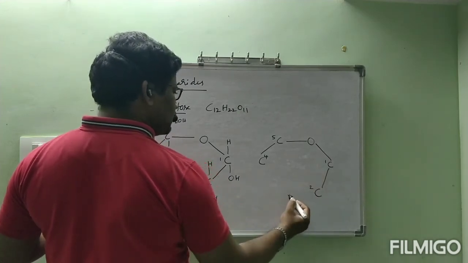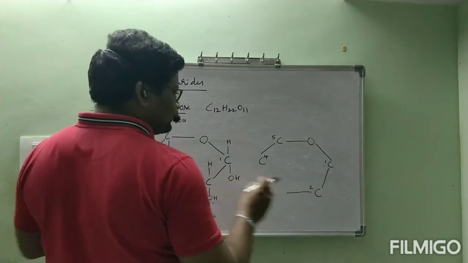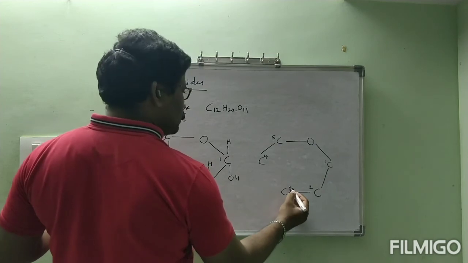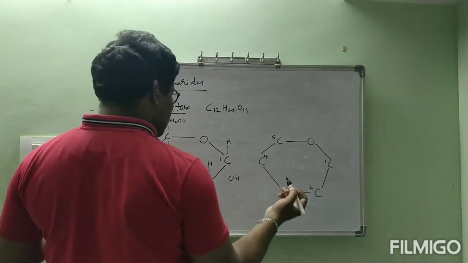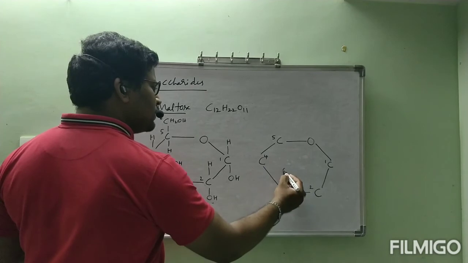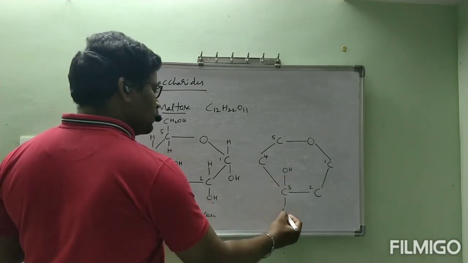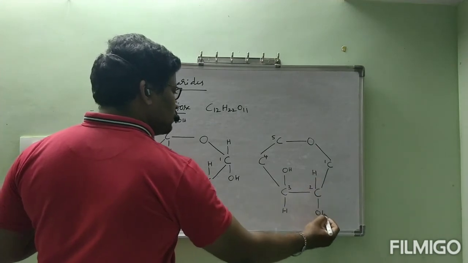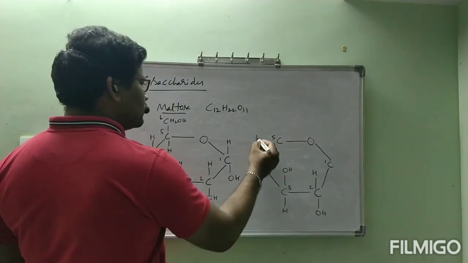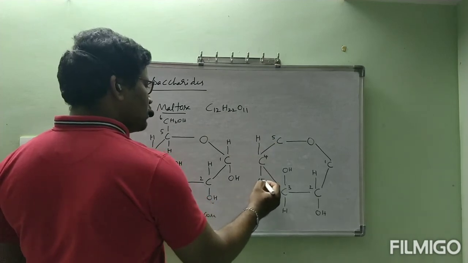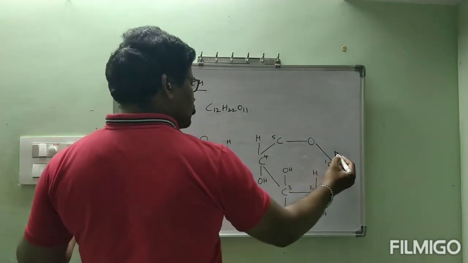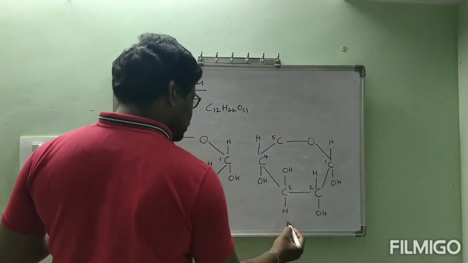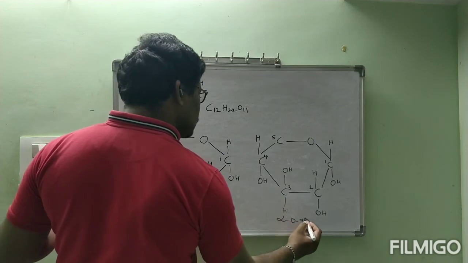Next, second carbon. Third, and this is bonded here. Same molecule, I can copy. OH here, H here, H, OH, fourth carbon, H, OH, first carbon, H, OH. This is also alpha D glucose.